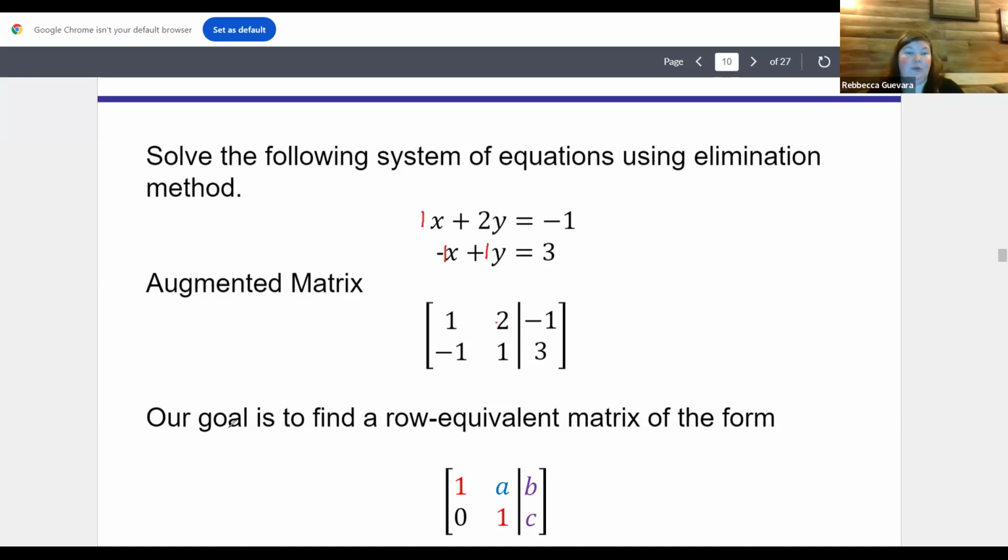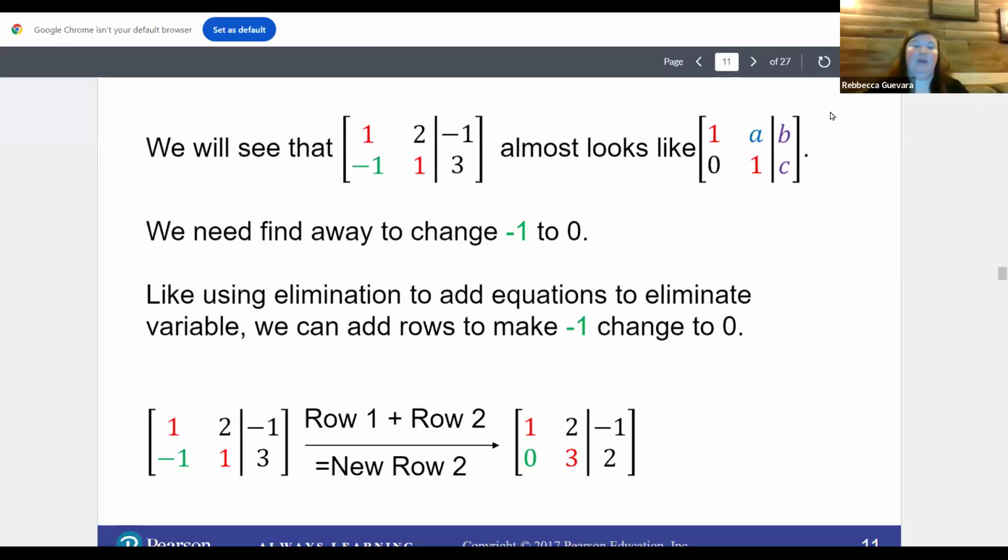So our goal is to find a row equivalent matrix that's going to look like this down here. We want a 1 here. Yay, we already accomplished that. We want a 1 here. Looks like we accomplished that as well. However, we want a 0 in this spot. So we're going to have to figure out how to make a 0 and then see what numbers we get for these 3 here. So we really just need to make this matrix look like this version here. So we need to figure out how to get rid of that -1.